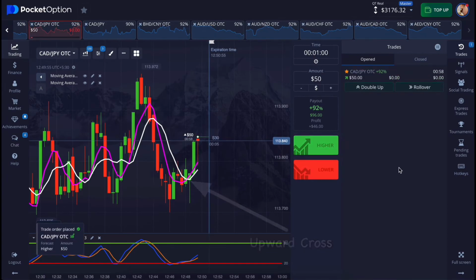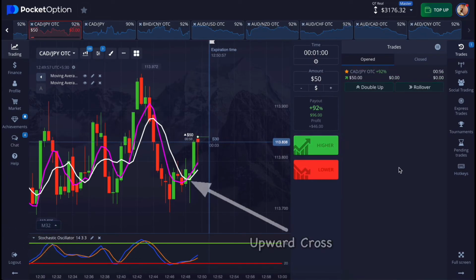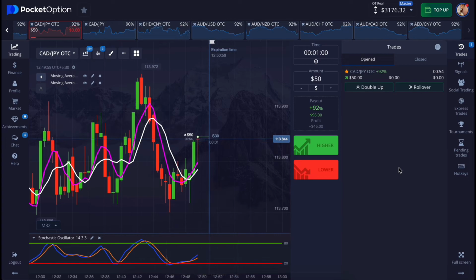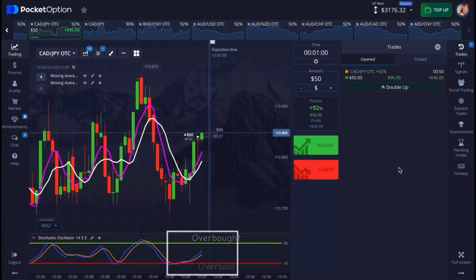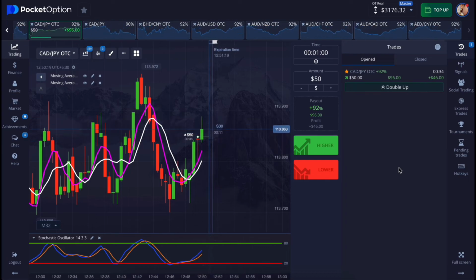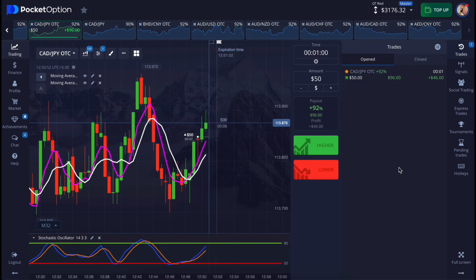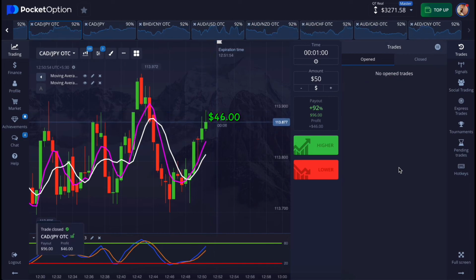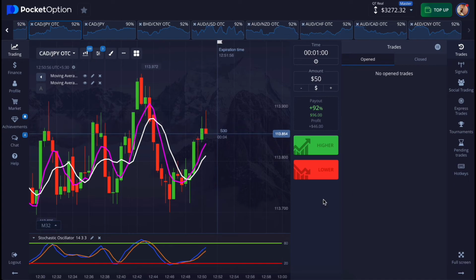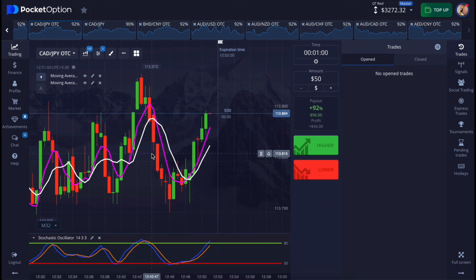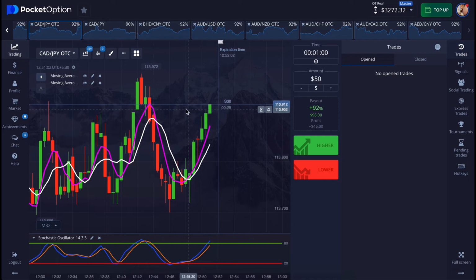So here the pink line has crossed the white line in the upward direction, and below the stochastic oscillator is also moving from oversold to overbought direction. So the strategy works well, you just need to do some analysis with it, which I have explained in this video, and practice it a little in the demo account.